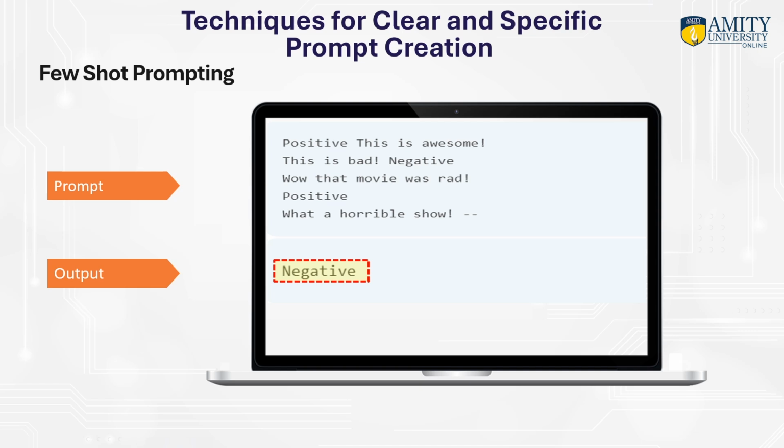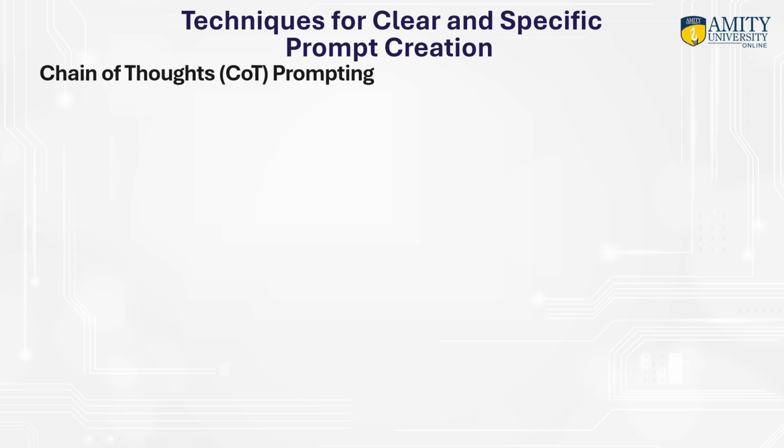So that is few shot prompting. The next is chain of thought prompting. So what happens in chain of thought prompting is particularly useful for complex tasks that require some reasoning. Okay. So we guide our AI model to think step by step, like you're breaking down a mathematical problem into smaller parts. Now let's try to understand the definition.